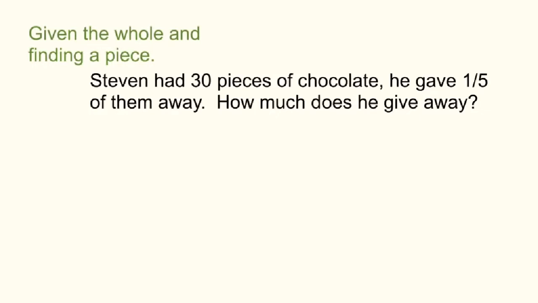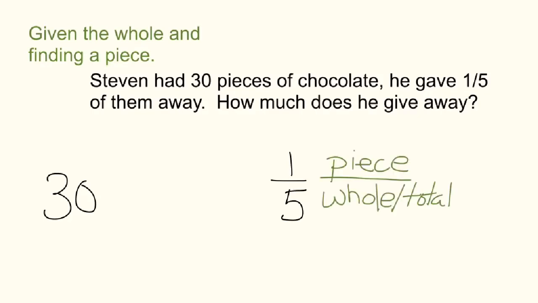In another example problem, Stephen had 30 pieces of chocolate. He gave 1/5 of them away. How much does he give away? So, again, we are given information about the whole set. He has 30 pieces, and he gave away 1/5. That 1/5 is a piece. So our 30 is the whole. Going to write our fraction. We will keep in mind that the 30 is the whole and represented by the 5 in the denominator.